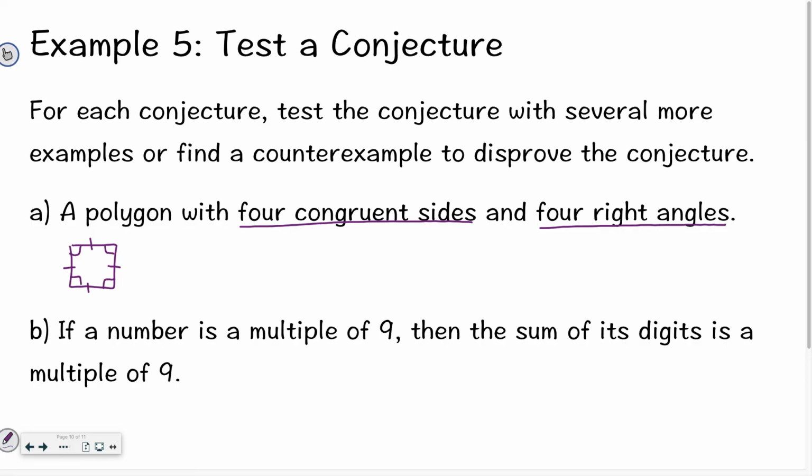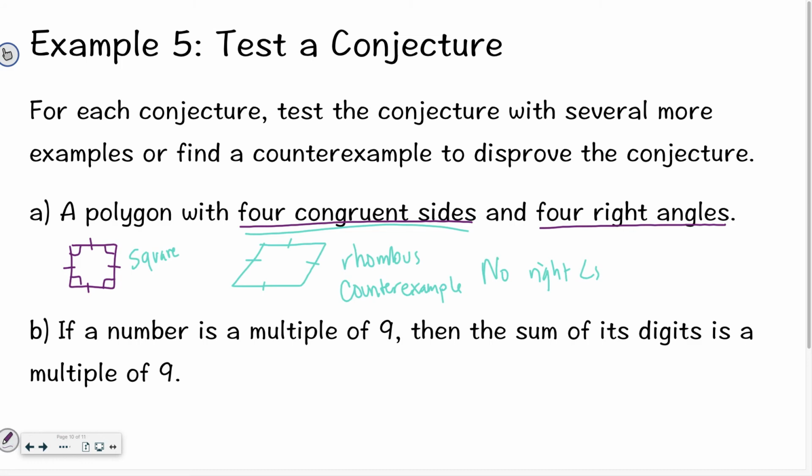We'd have 4 congruent sides and we'd have 4 right angles. But what about if we had a polygon that had 4 congruent sides, but we don't have the right angles? So a square fits the criteria, but this slanted square or a rhombus does not fit the criteria. So this would be a counterexample to what is stated. It has the first part, but it's missing the second part. There's no right angles.